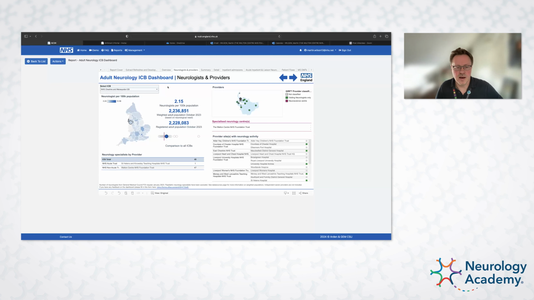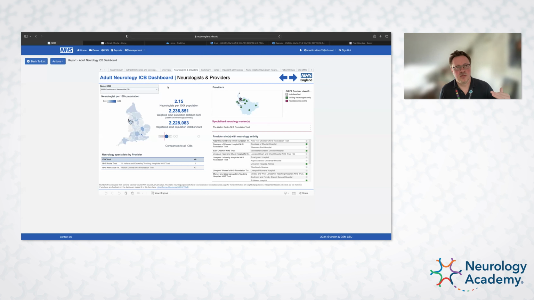And this is probably worth pointing out that at this juncture, we're talking a lot about data for an ICS or for an ICB. I'll use those interchangeably, but you might say, well, why ICS footprint? Many of you will know that neurology has been one of the services delegated to, rather than nationally specialised commissioning, most neurology services are going to be delegated to an ICS level footprint for commissioning.